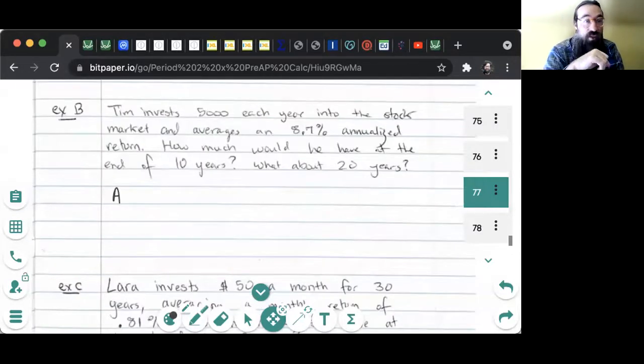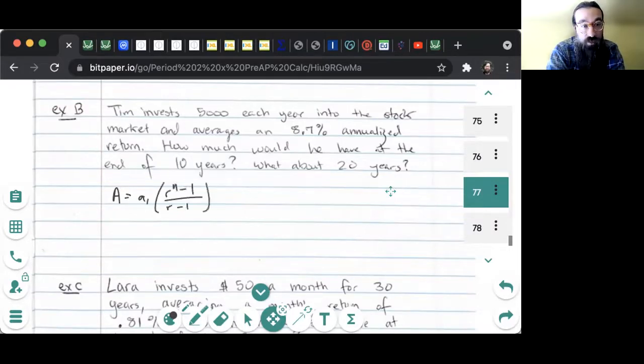Tim invests 5,000 each year into the stock market. It averages an 8.7 annualized return. That means it's happening every year, right? So we're not talking about months now. We're not talking about days. We're talking about things that are happening each year. So that's the big key. How much of this would he have at the end of 10 years? What about 20 years?